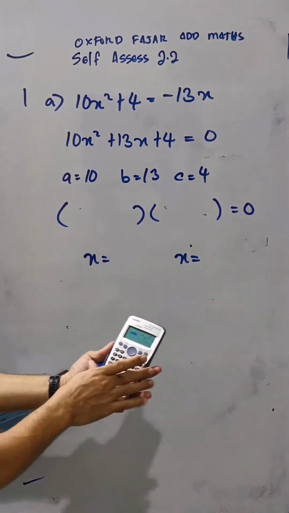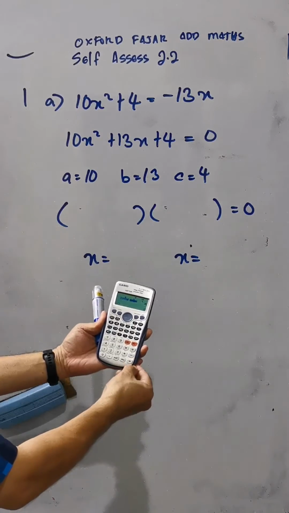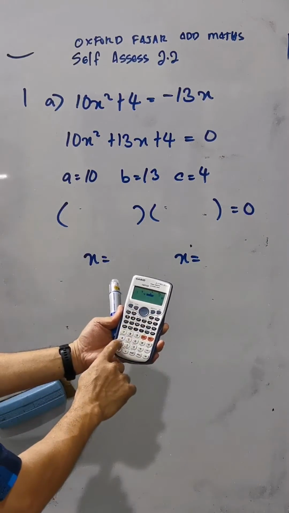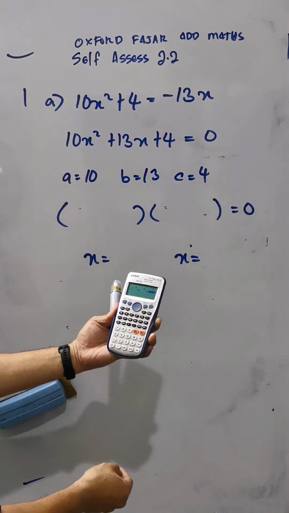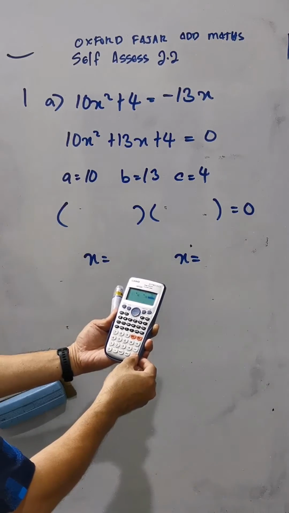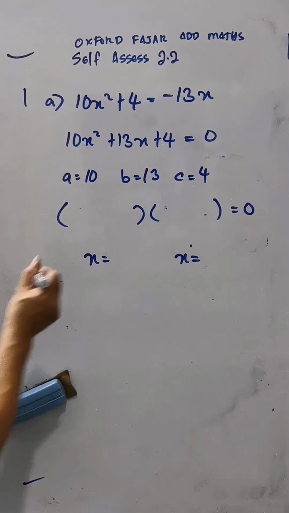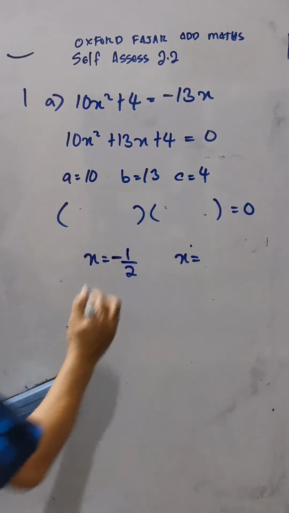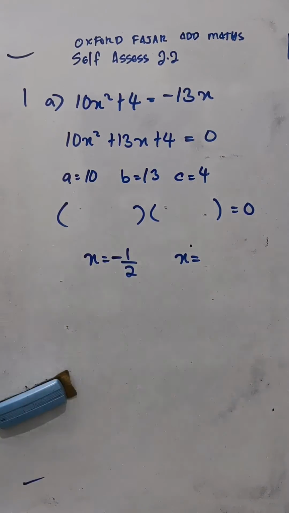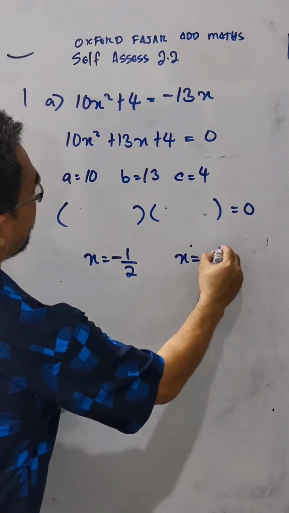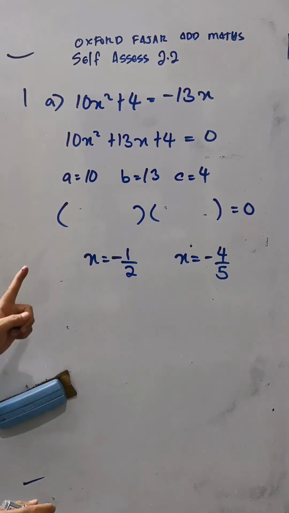Press the calculator, make sure you write down A equals 10, and they ask for B, which will be 13. They will ask for C, write down 4, press equals, and then the first value they say is negative 1 over 2. And the second value, you press again, you get negative 4 over 5. And then you have to remember the one we had just now.